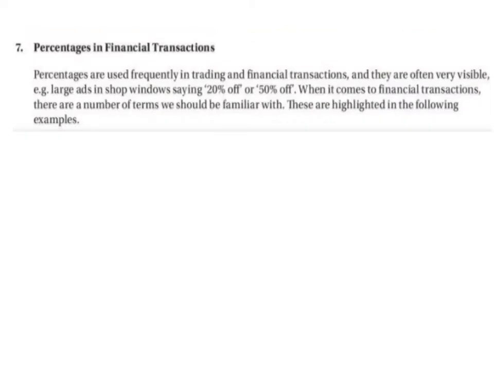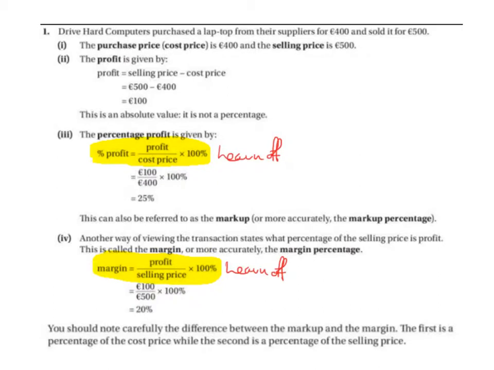You also need to be able to work with percentages in financial transactions. This section is very important. You need to understand that purchase price and cost price mean the same thing. Know the difference between selling price. Understand that profit is given by the selling price minus the cost price. You need to understand how to work out percentage profit. So percentage profit is profit divided by cost price times 100%. You need to learn this off by heart.